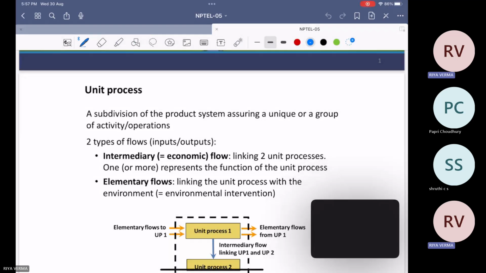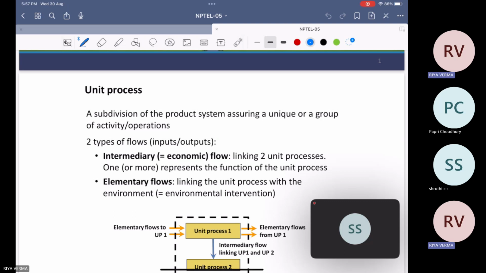Okay, so in this class, firstly, I'll be discussing the content that was given to you in week 5. And then we'll have a question answer session regarding the previous year assignment for the week 5 lectures. So, firstly, we'll start with unit process.